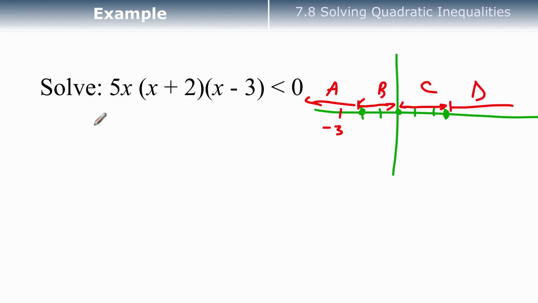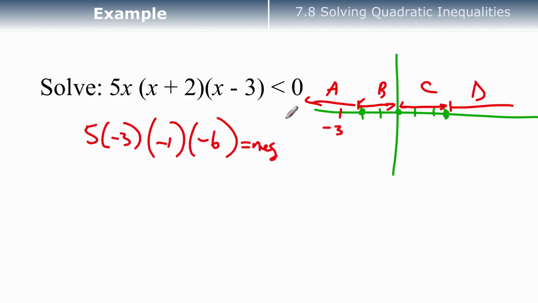So put a minus 3 in there. So 5 times minus 3, and then minus 3 plus 2 is a negative 1. Minus 3 minus 3 is a negative 6. And so if I times all that together, negatives cancel, times a negative is a negative. So the answer to this is a negative number. Therefore, everything in range A is below the axis.